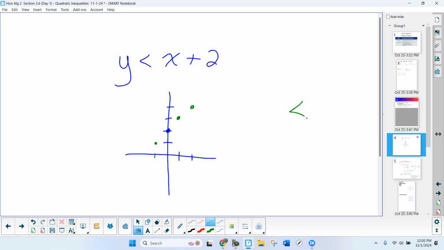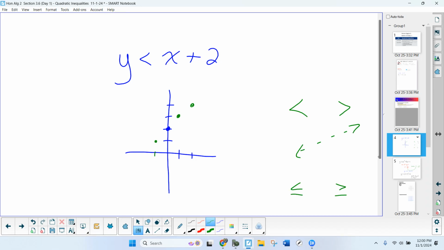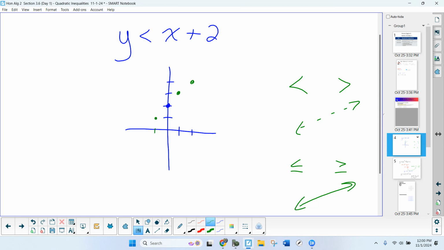Good. If it's just less than or just greater than, it's what? Dashed. If it's less than or equal to or greater than or equal to, it's what? Solid, because it includes those points. So this one would be what? Dashed. Now, if it's in the form y equals, or y in this case is what? Less than, you then have to shade. Y is all the numbers what? Less than. So less than would be under the line.